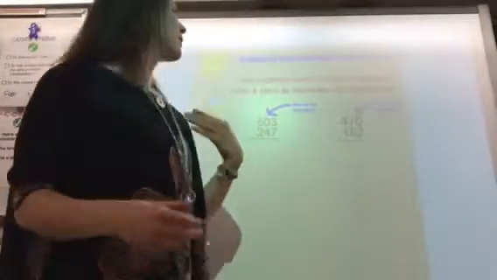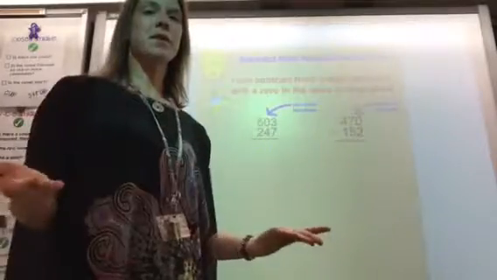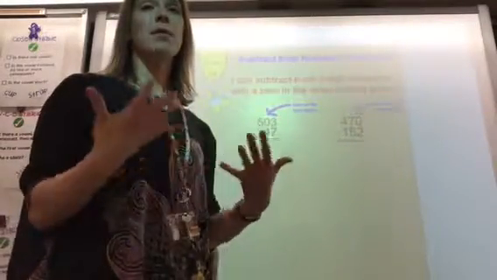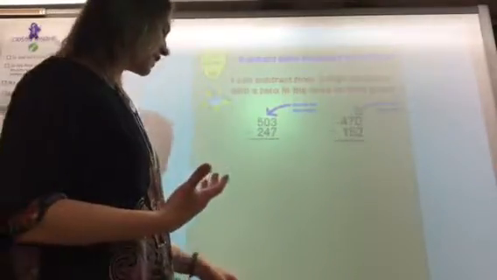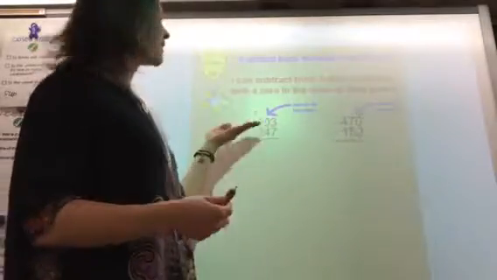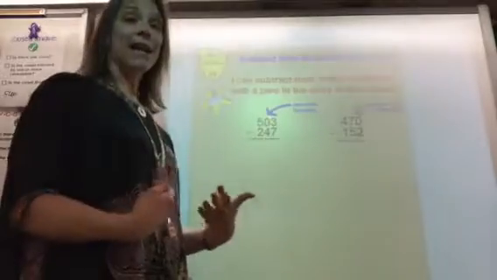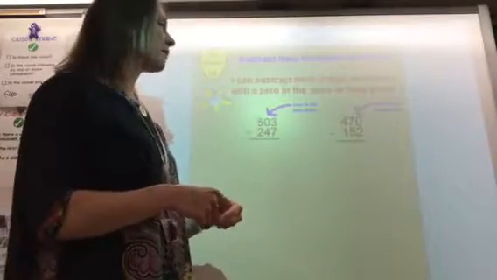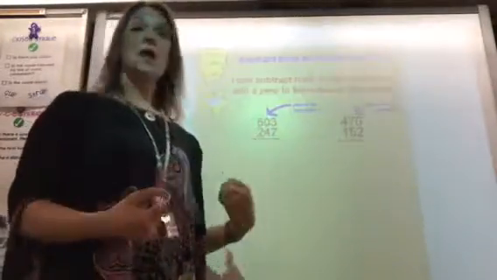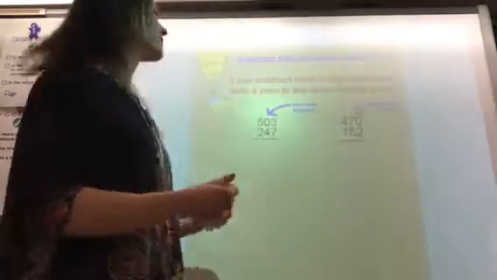Today we're going to talk about subtracting from numbers with zeros. We talked about subtracting from hundreds, but sometimes you're going to find a number where there's a zero in the tens place or a zero in the ones place. Our I can statement is: I can subtract from three-digit numbers with a zero in the ones place and a zero in the tens place.